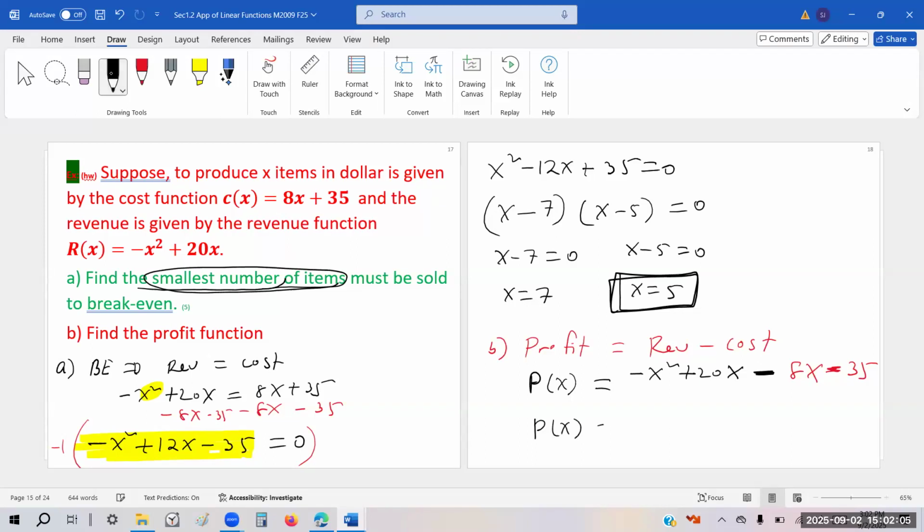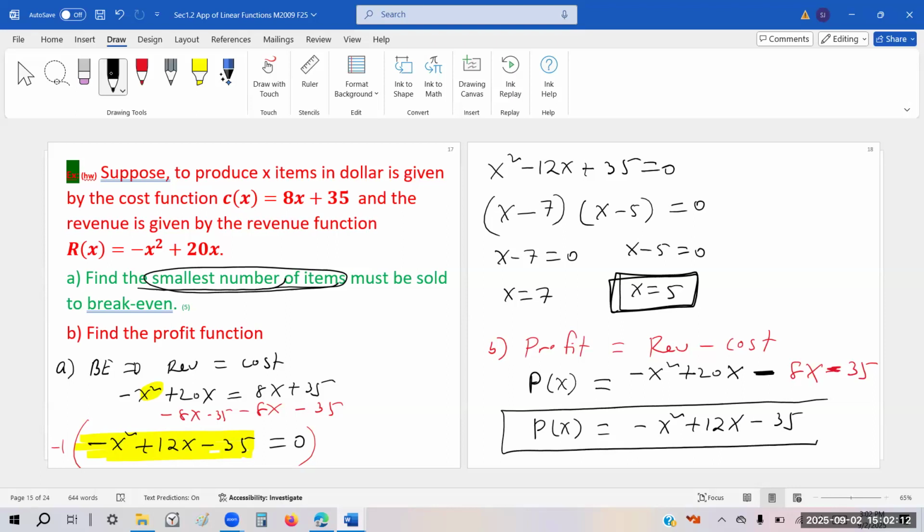So the function they're looking for is negative x squared, positive 12x, negative 35. You cannot give this as a profit function because this is not the profit function. We made it this way so that we can solve for x easily. The actual profit function has a negative in the front, so it's an upside down parabola. But what do you have on the top? It's an upward parabola. So definitely they are wrong. They're not the same.